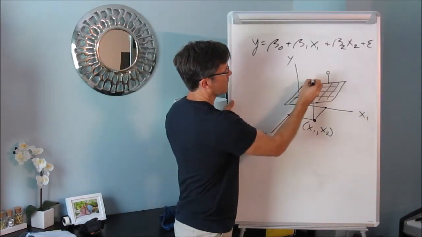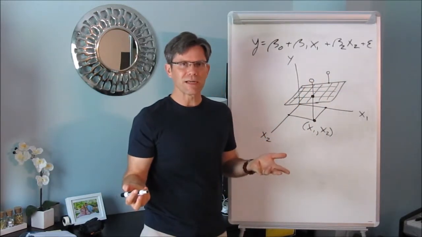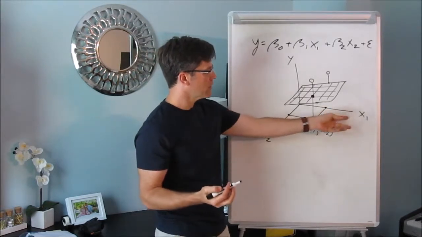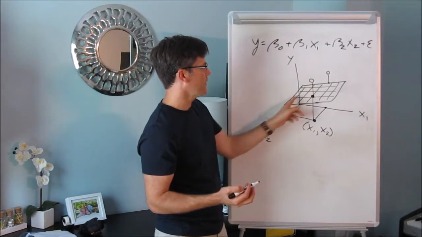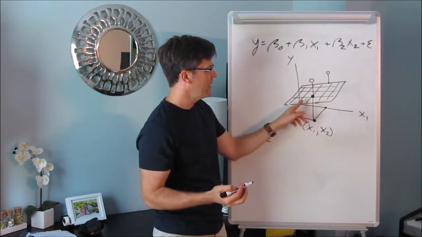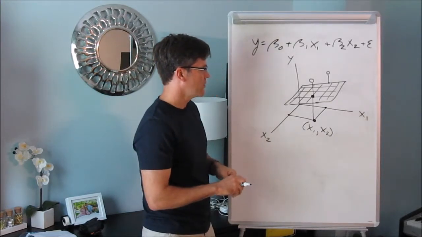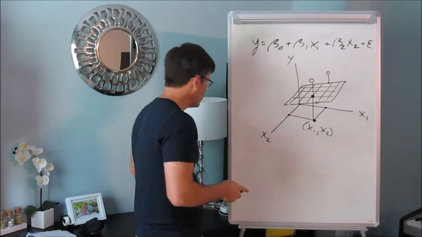Now their particular observation might not fall directly on the plane, and so again there's going to be some residual. Just like we do in the single predictor case, when we estimate the model, we're going to use ordinary least squares, and we're going to try to find the regression plane that minimizes those residuals, minimizes the sum of the squared residuals. So we can see that geometrically with two predictors.